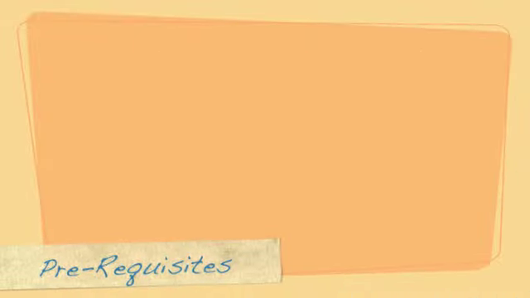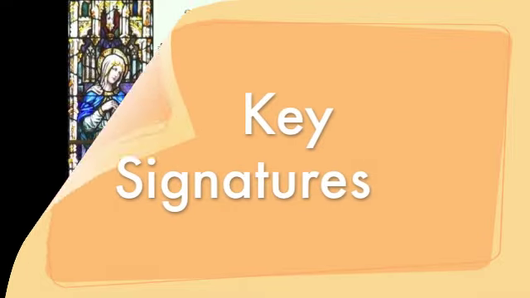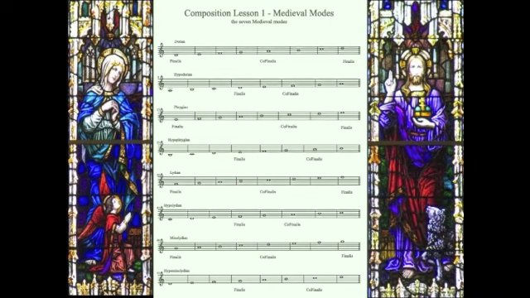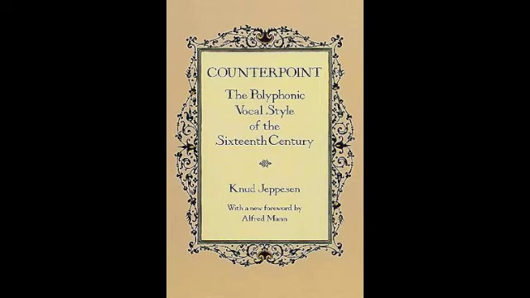This series of lessons assumes that the student has basic knowledge of note values, time signatures, and key signatures. There will be an information sheet available for download containing all the modes of the medieval era as spoken of in this lesson. The main reference that I'm using for this lesson is a book called Counterpoint: The Polyphonic Vocal Style of the 16th Century, pages 59 through 68, in a section titled Ecclesiastical Modes. The author is Knud Jeppesen, and the publisher is Dover.